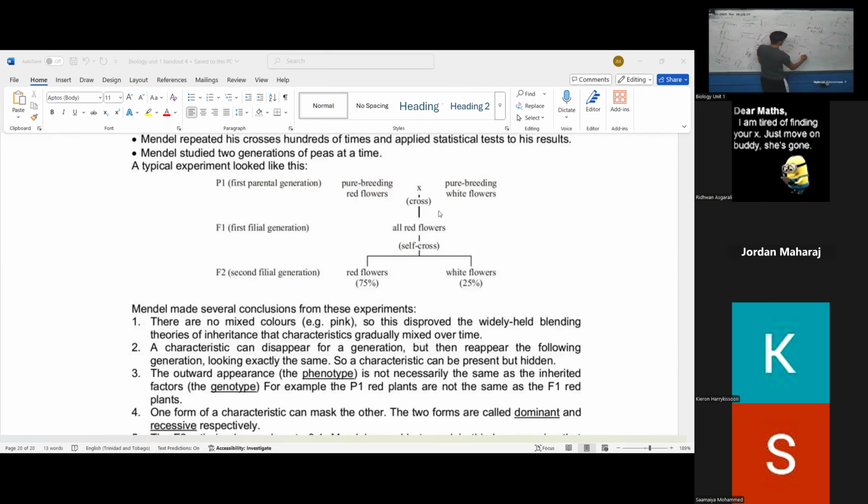Doing the cross, Rr with Rr, we get RR, Rr, Rr, and rr. What type of phenotype is it? What do you think? So across the two generations, you have a red phenotype and a white phenotype, with three reds and one white.